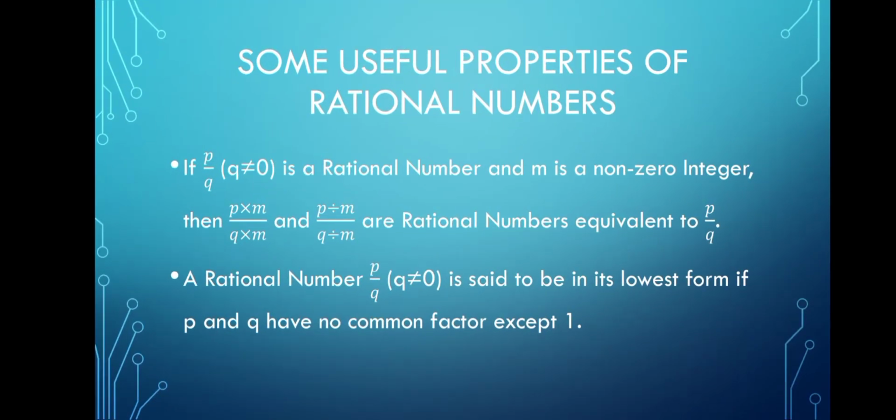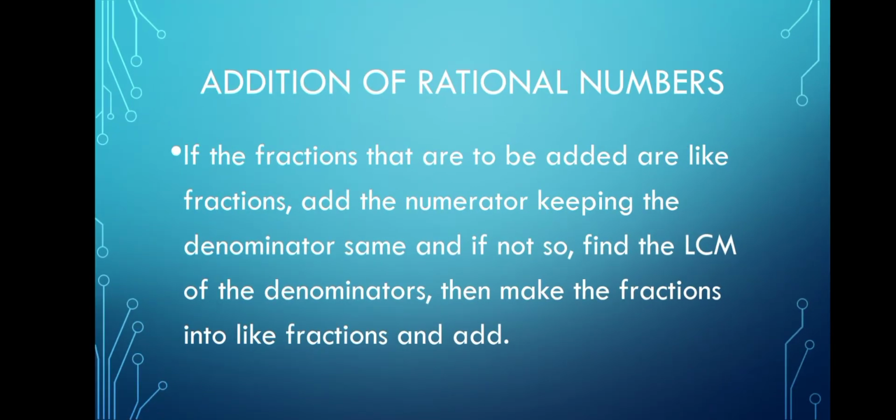Some useful properties of rational numbers. If p by q, where q is not equal to 0, is a rational number, and m is a non-zero integer, then p into m by q into m and p divided by m by q divided by m are rational numbers equivalent to p by q. A rational number p by q, where q is not equal to 0, is said to be in its lowest form if p and q have no common factors except 1. Have you understood, friends?